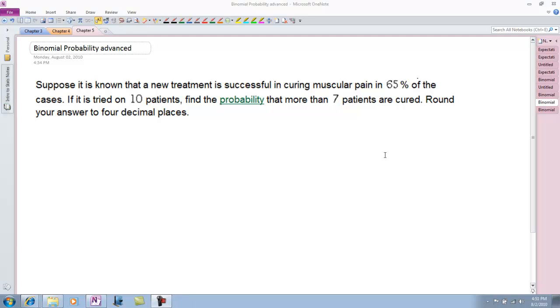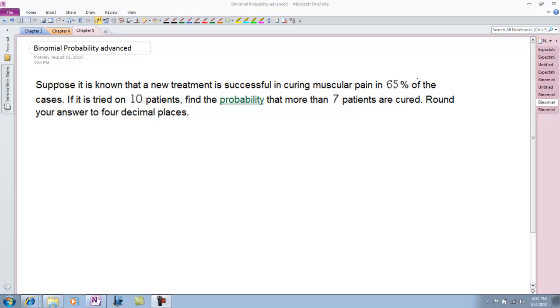Alright, we're going to do Binomial Probability Advanced. What makes these a little bit harder is that instead of just looking for the probability of 3 successes or 5 failures or whatever, they're going to put in stuff like more than, or at least, or less than, or at most. So we have to be a little careful in how we interpret these.